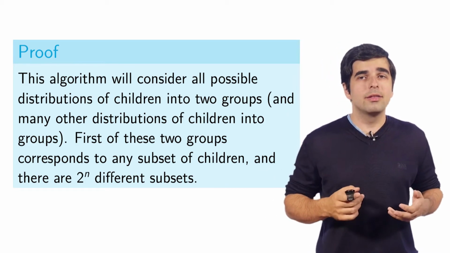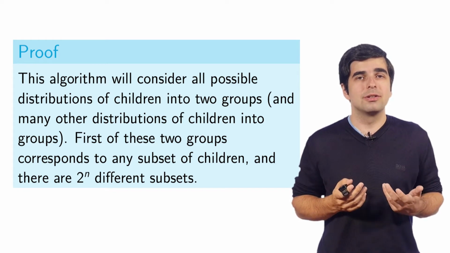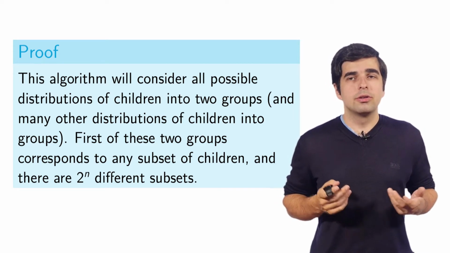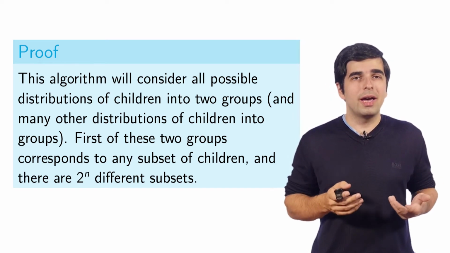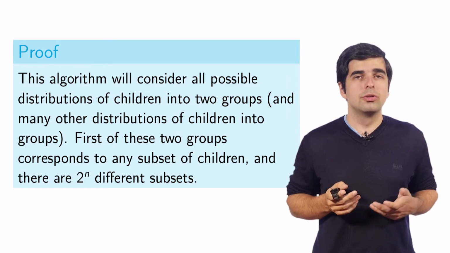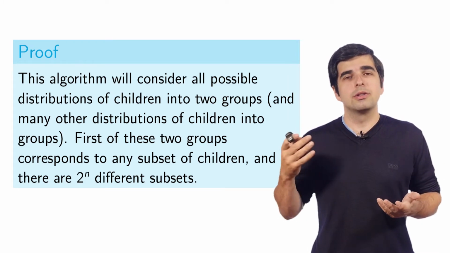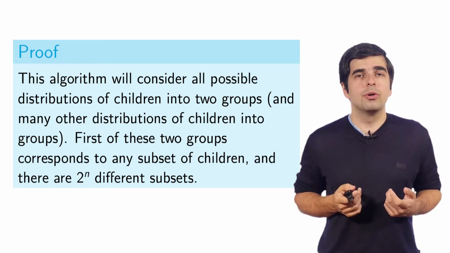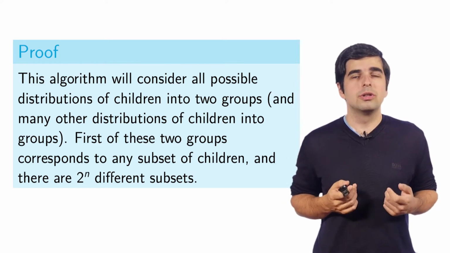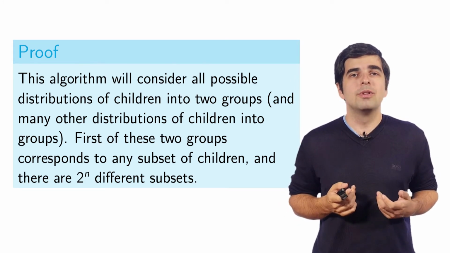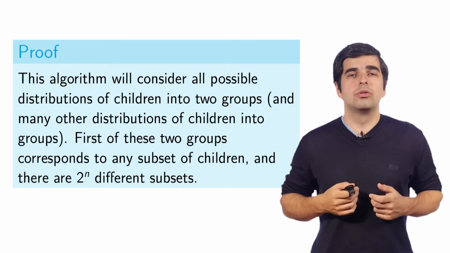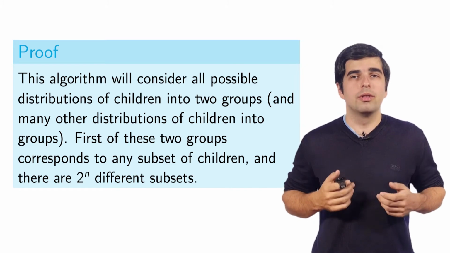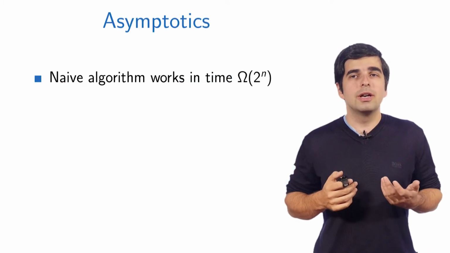And there are 2 to the power of n different subsets of the set of n children. So there will be 2 to the power of n different distributions into 2 groups. First group is a subset and second group is all the other children. As our naive algorithm is going to consider all those distributions, and there are 2 to the power of n of them, the running time is at least 2 to the power of n, and actually it is much more than that. So this is not a very good algorithm.